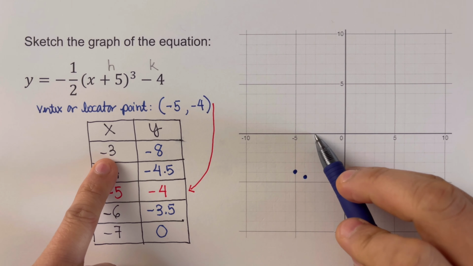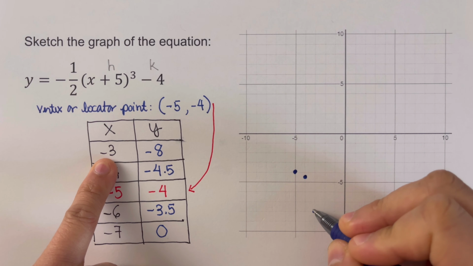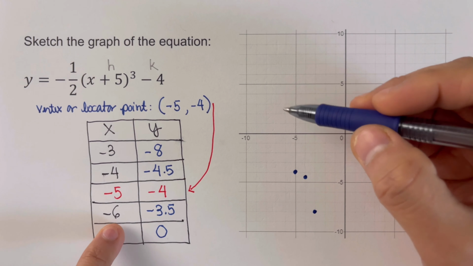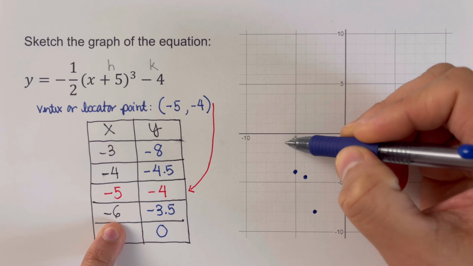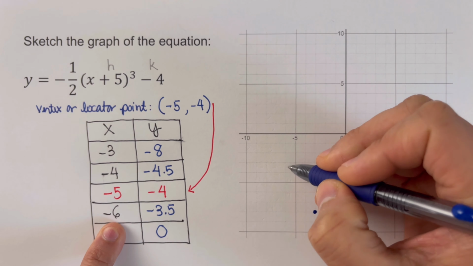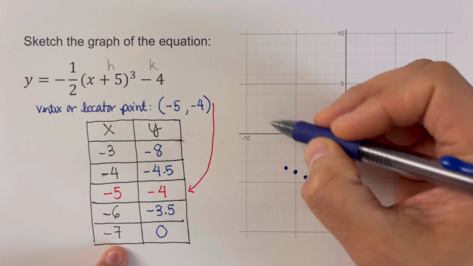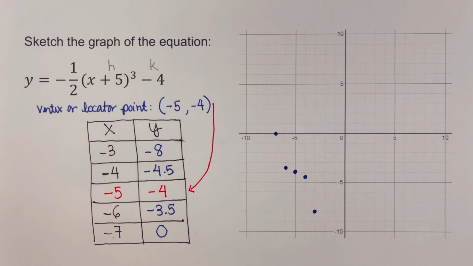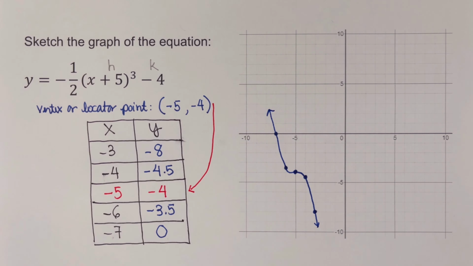Negative 3 goes with negative 8. So that would be negative 5, 6, 7, 8. So it's going to sit right here. And we go the other way around. That is negative 6 goes with negative 3.5. So negative 1, negative 2, negative 3, negative 3.5 is in the middle right here. And then we have negative 7 is 0. So it's going to sit down here. So we're going to sketch the graph of this equation. So this is the graph of this equation that we have right here.